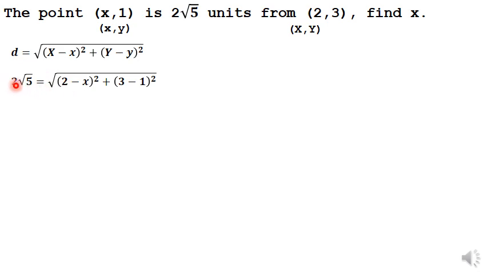Our distance is 2 square root of 5. Our big X is 2. Our small x is x, squared, plus our big Y is 3. Our small y is 1. Now, you can input this in your calculator and use the shift solve function to determine the value of x. Unfortunately, in my calculator, the result is no solution.